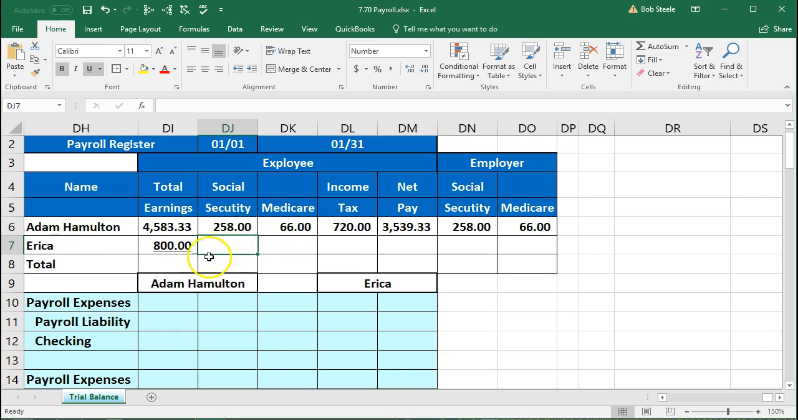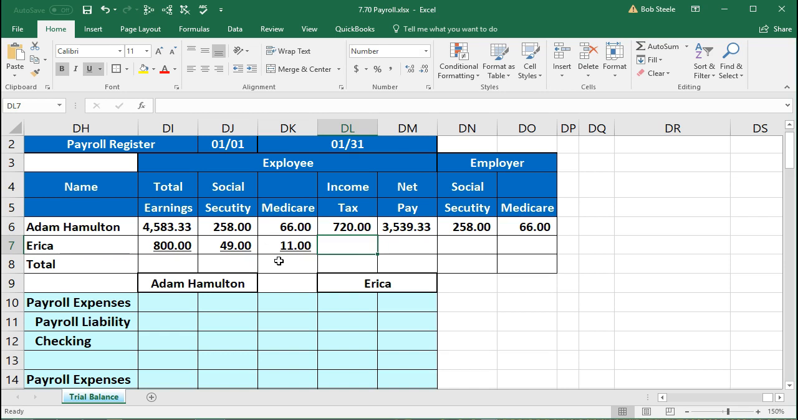Social Security, flat tax, we're going to take this times some rate, usually 0.062 or 6.2%. We're just going to use 49 here. Medicare would be this item times some rate. I believe it's 1.45%, but we're just going to use a flat amount of 11 here.